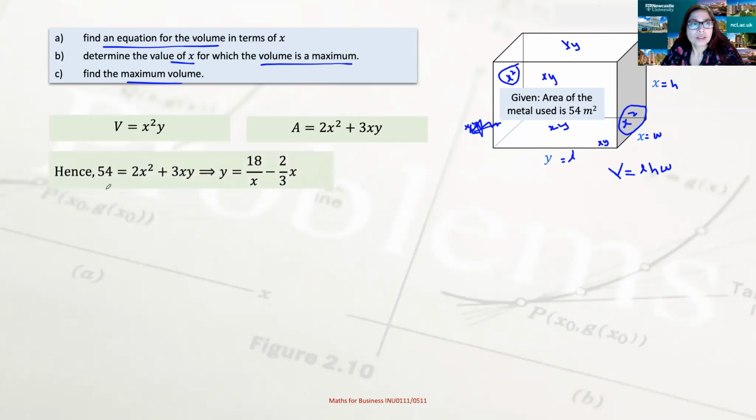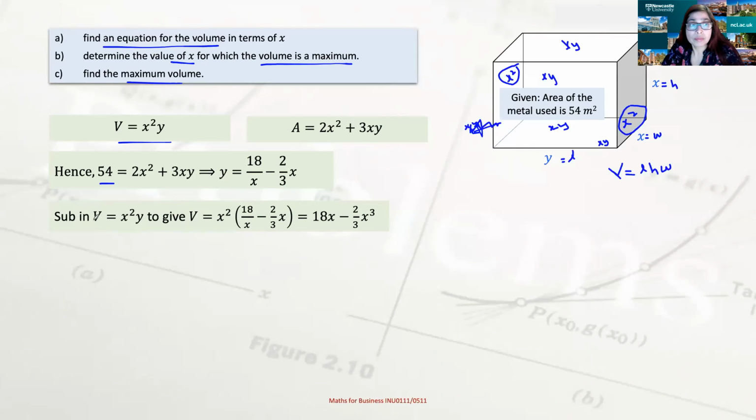So hence, the maximum area is 54. You substitute 54 there, and then you get y equals 18 over x minus 2x over 3. And then V is equal to x squared y. Substitute this y into this, and then you get an equation for the volume.